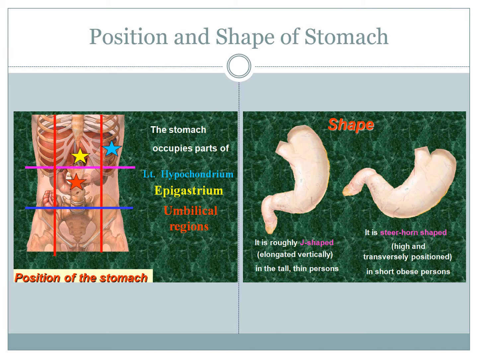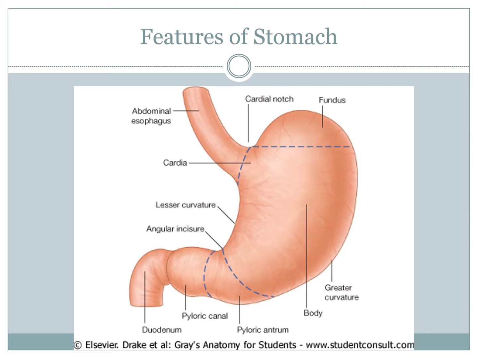So now the features. The stomach has two ends: the cardiac end and the pyloric end. At the pyloric end there is the pyloroduodenal junction, which is the part of the small intestine. Here is the pyloric part of the stomach and the cardiac end of the stomach. This part is called the cardiac notch. The body of the stomach further divides into the fundic part and the body of the stomach. And here there is the pyloric antrum and pyloric canal.